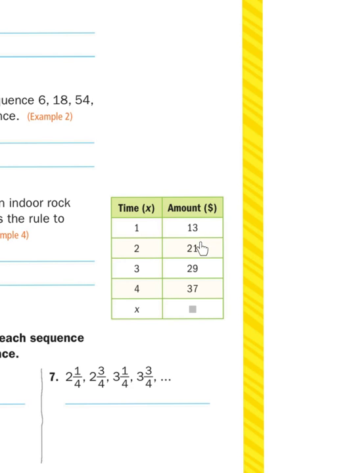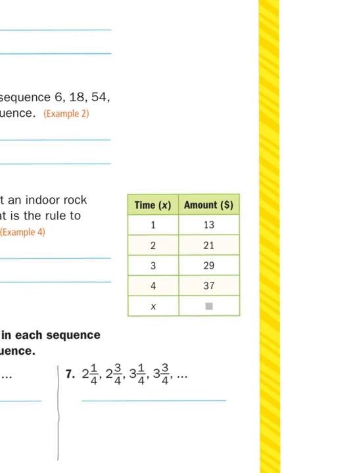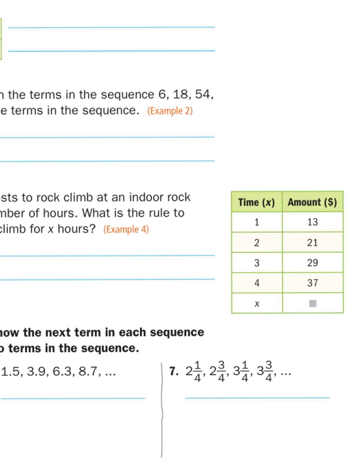So 13 to 21 is plus 8. 21 to 29 is plus 8. 29 to 37 is plus 8. So that gives me the first part of my rule, which is going to be 8 times x. So remember, I got the 8 times x to see what the numbers were skip counting going down the amounts, and they're skip counting by 8. But that's only half of the rule.